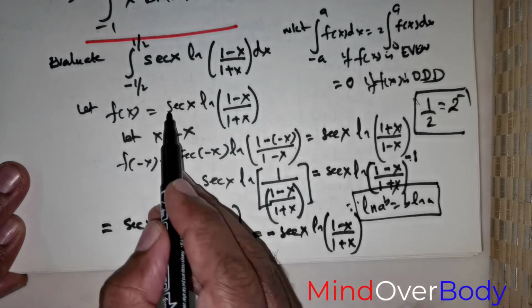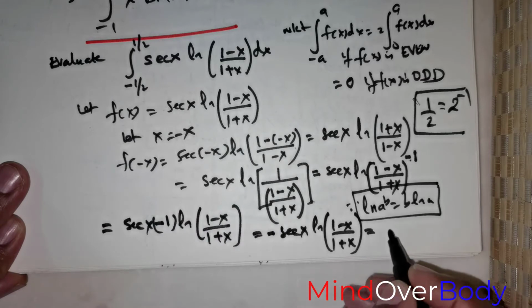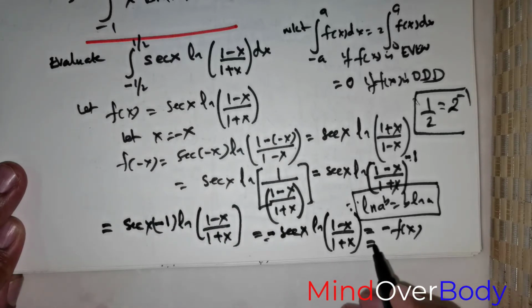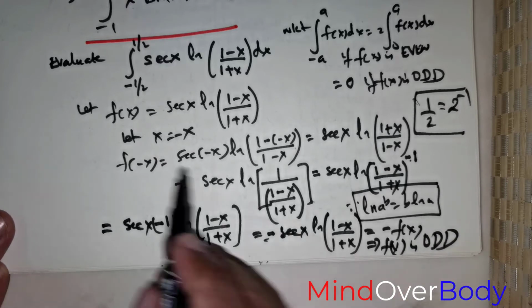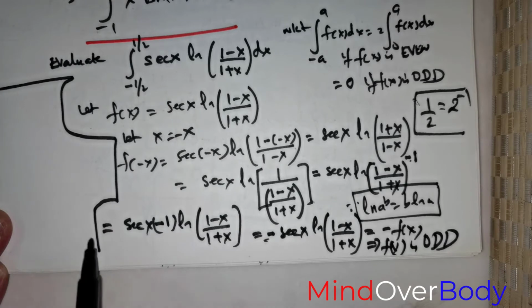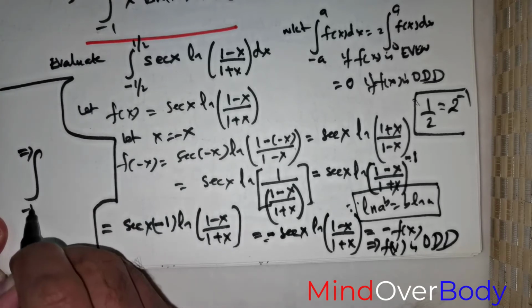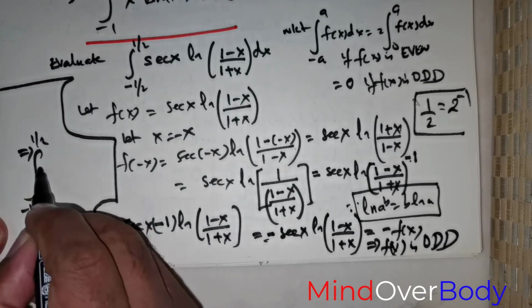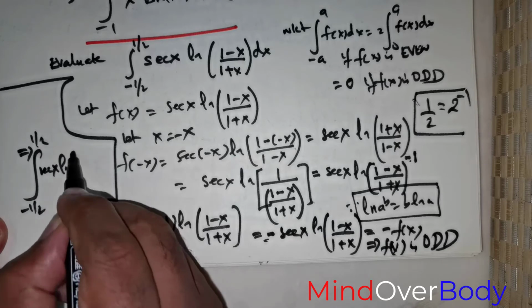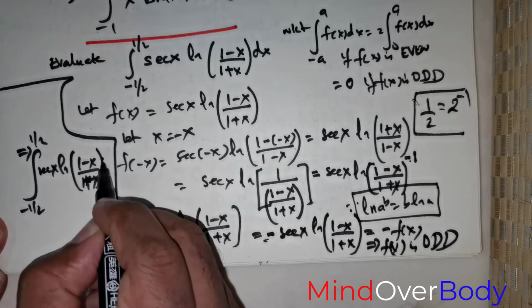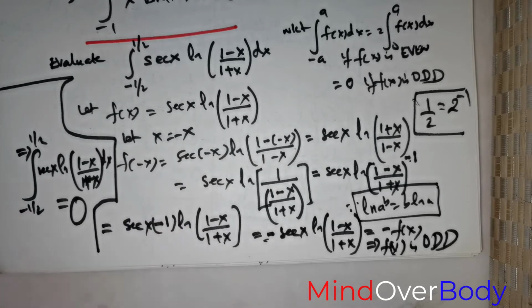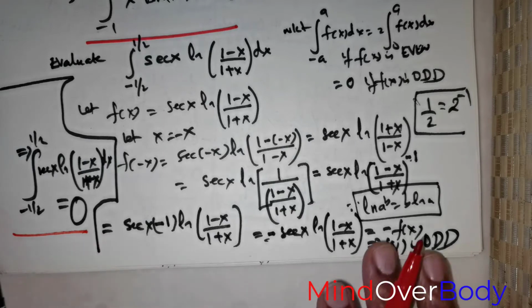But what is this? This is nothing but the function f of x. So that's going to be negative of f of x. So this means f of x is odd. Since f of x is odd, let me conclude here. This would mean the integral from negative 1/2 to 1/2 of secant x ln of (1 - x)/(1 + x) dx is equal to 0. And this is a good place for us to draw the red line.